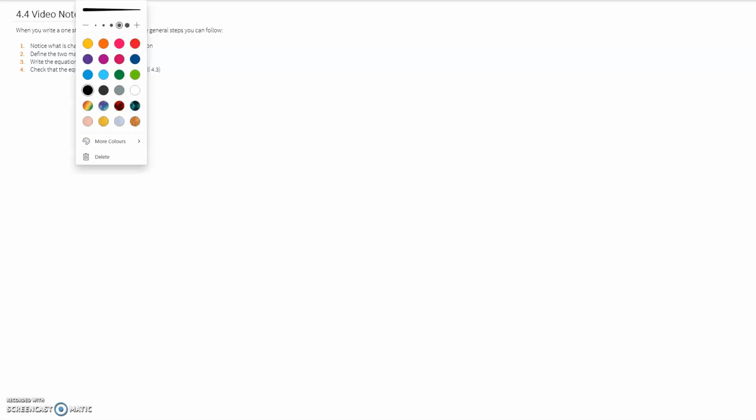Today I'm going to show you how to write a one-step equation. So we're going to take some patterns and situations and turn them into an equation. These equations are one step, which means that they only have one thing other than the variable in the equation.